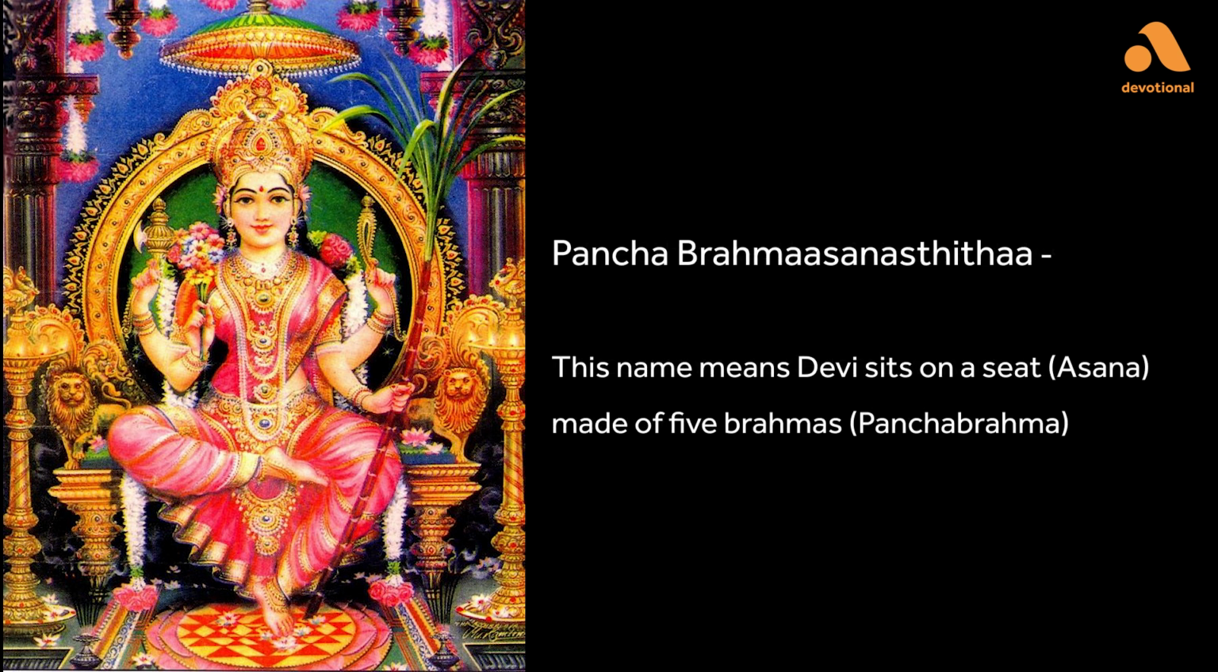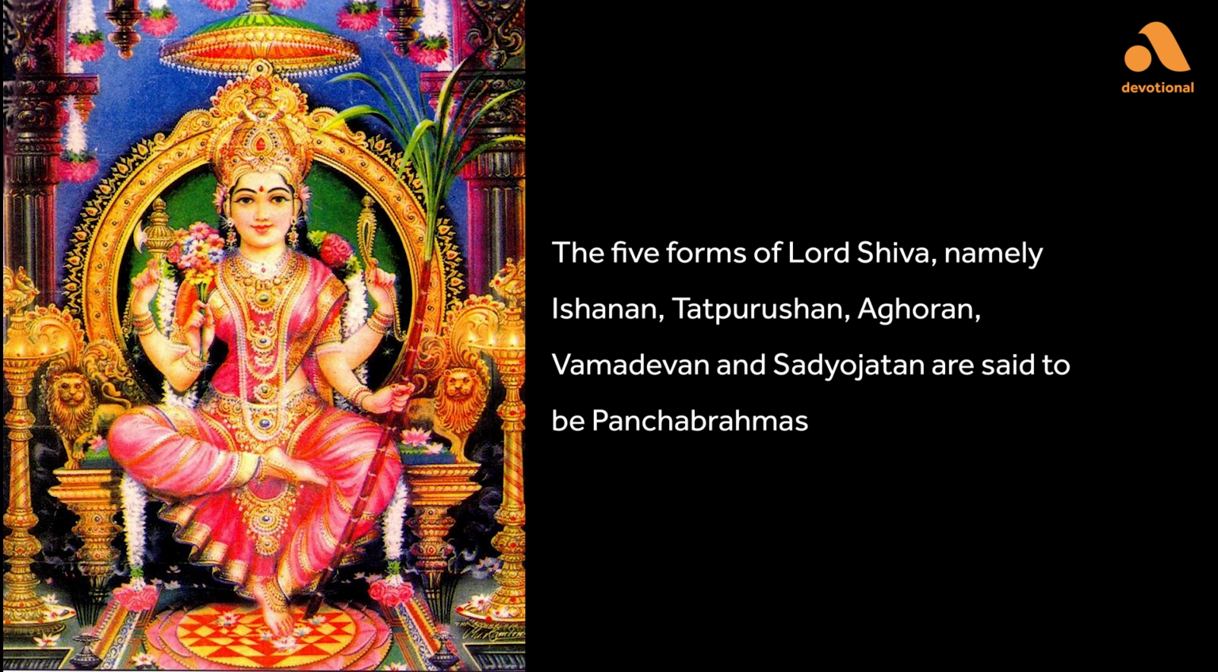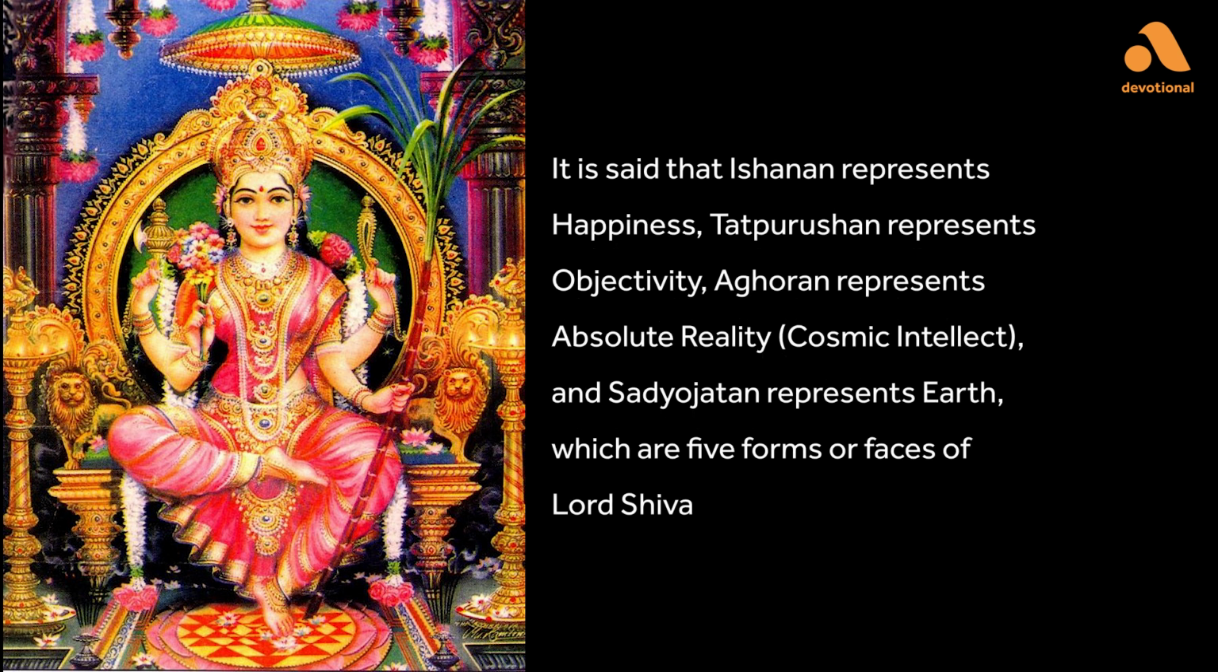Panja Brahmasanasthita. This name means Devi sits on a seat, that is asana, made of 5 Brahmas, Panja Brahma. The 5 forms of Lord Shiva, namely Ishanan, Tatpurushan, Aghoran, Vamadevan and Sadyojatan are said to be the Panja Brahmas. It is said that Ishanan represents happiness, Tatpurushan represents objectivity, Aghoran represents absolute reality, that is cosmic intellect, and Sadyojatan represents earth, which are five forms or faces of Lord Shiva.